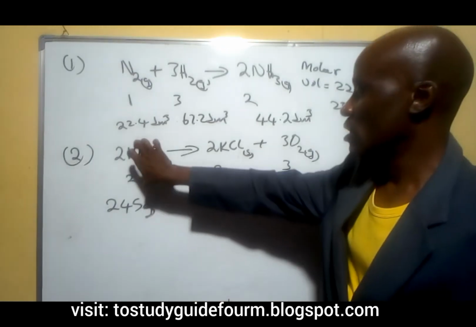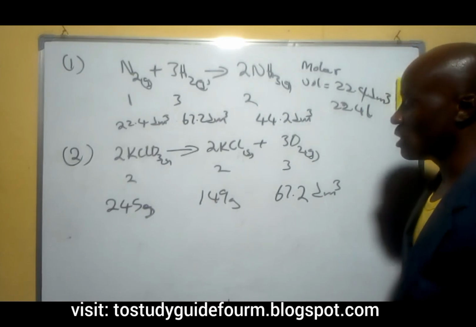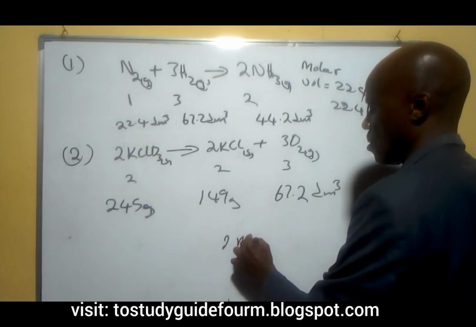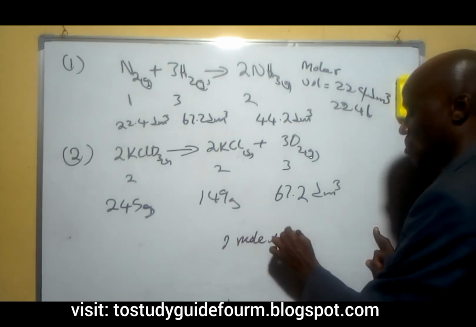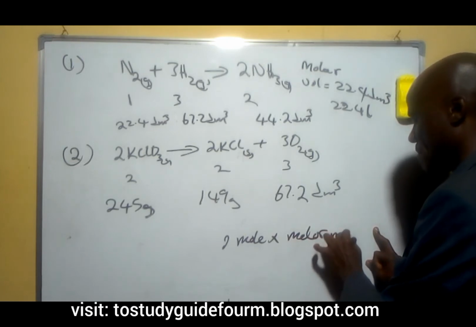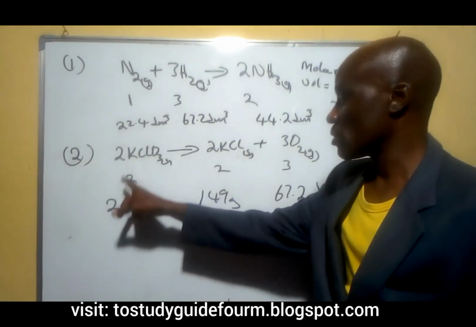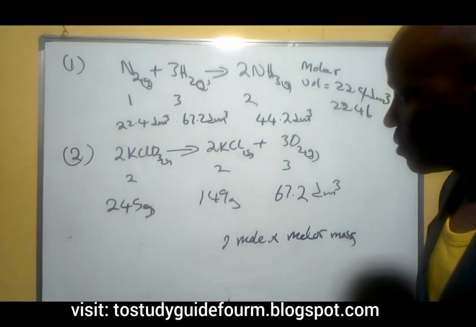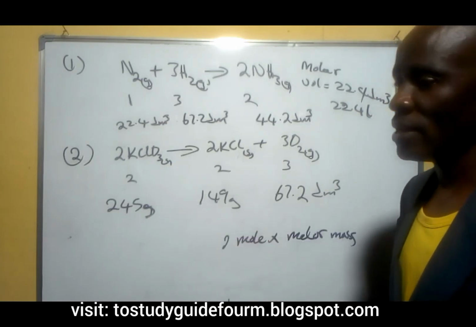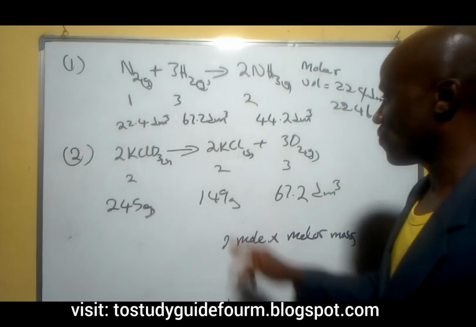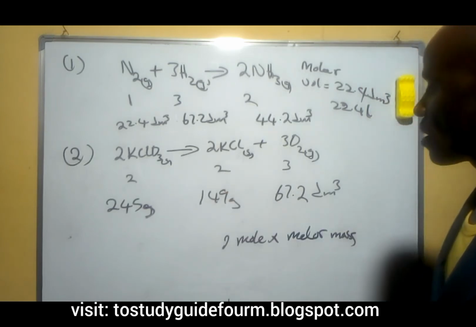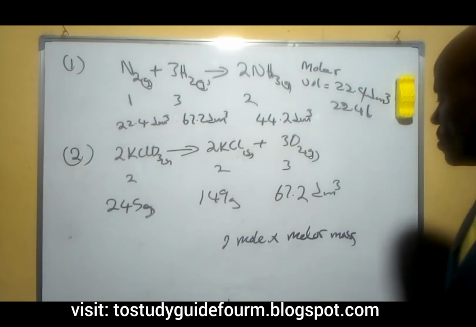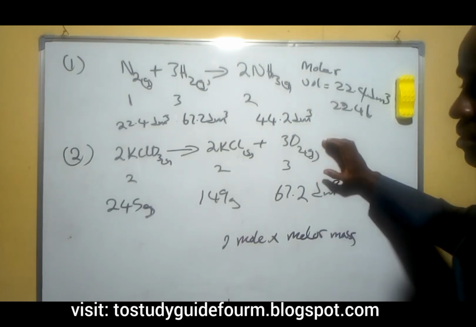In the same vein, remember the molar mass. From the molar mass, we know that reacting mass is the number of moles times the molar mass. So the number of moles multiplied by the molar mass of this, we have this other one here. We have 245 grams of potassium chlorate decomposed to give us 149 grams of potassium chloride, and then oxygen we have 67.2 dm cube because it's a gas.